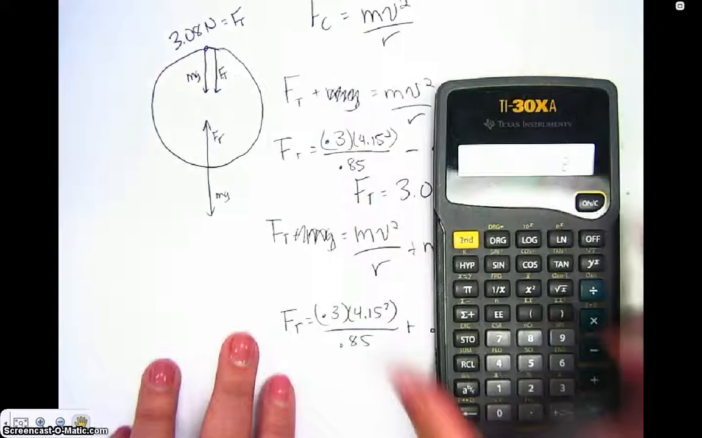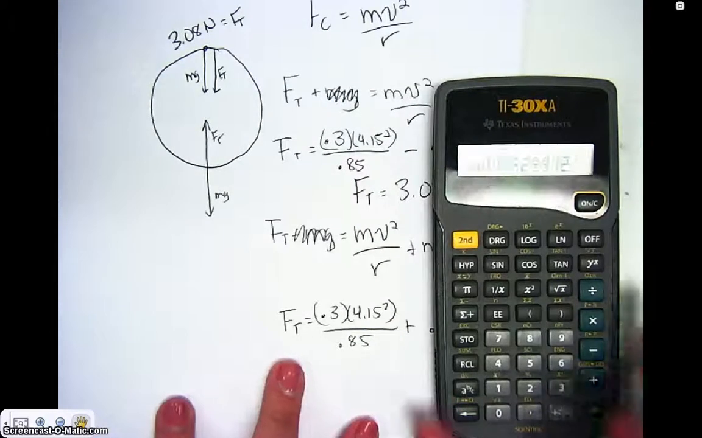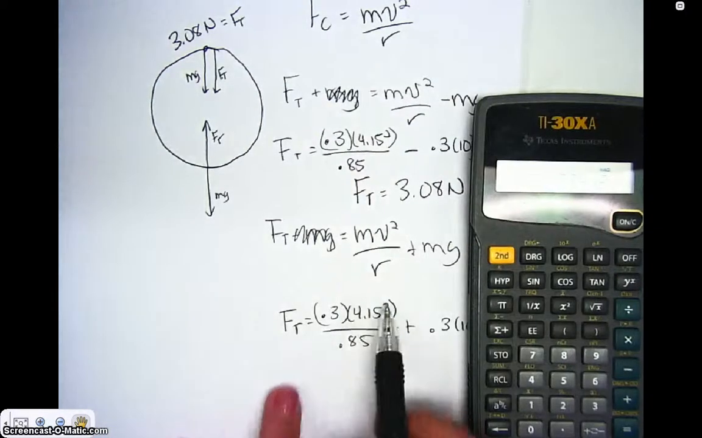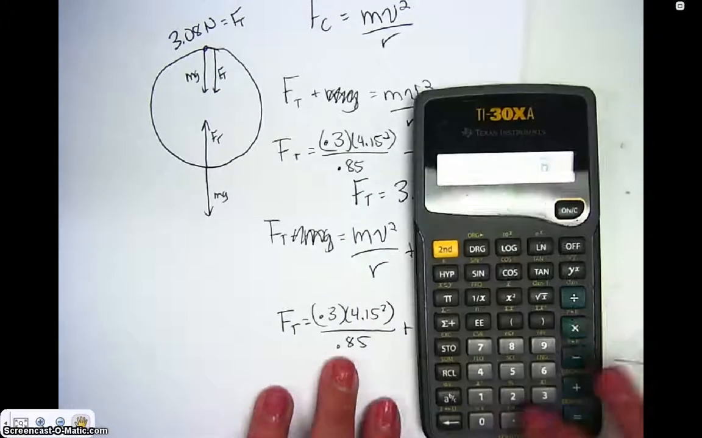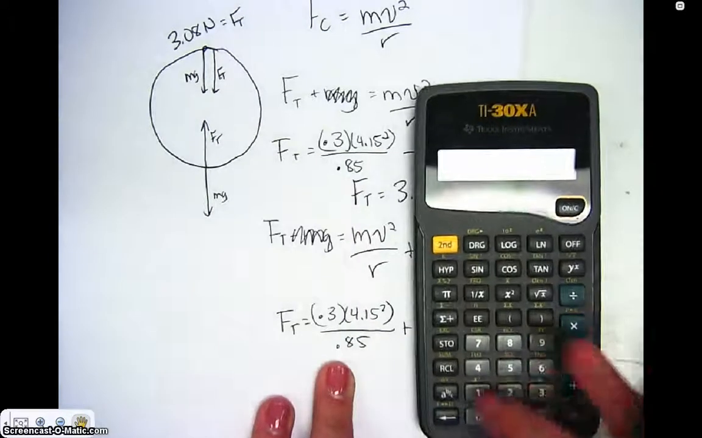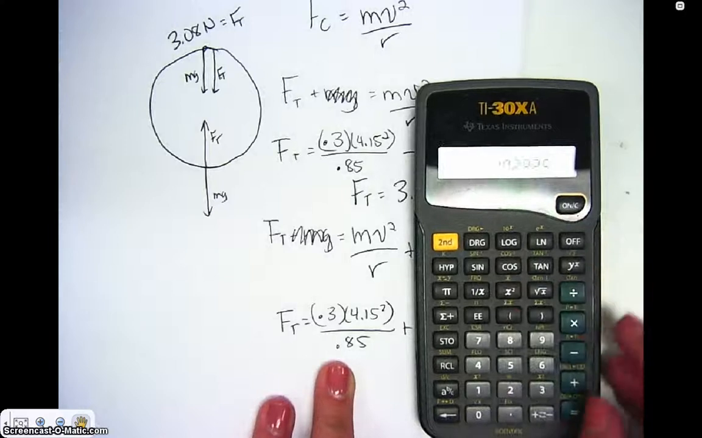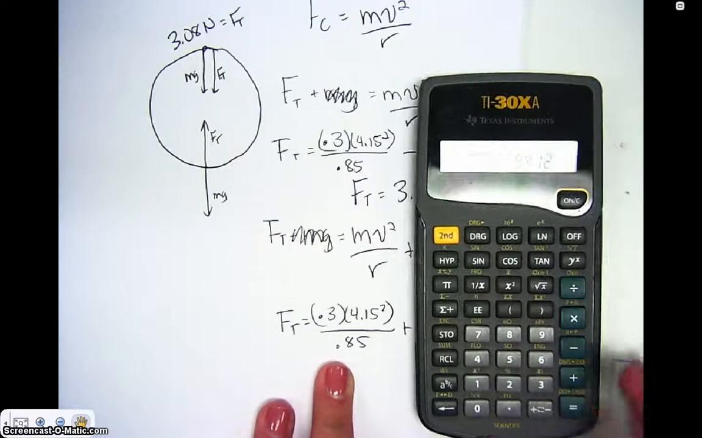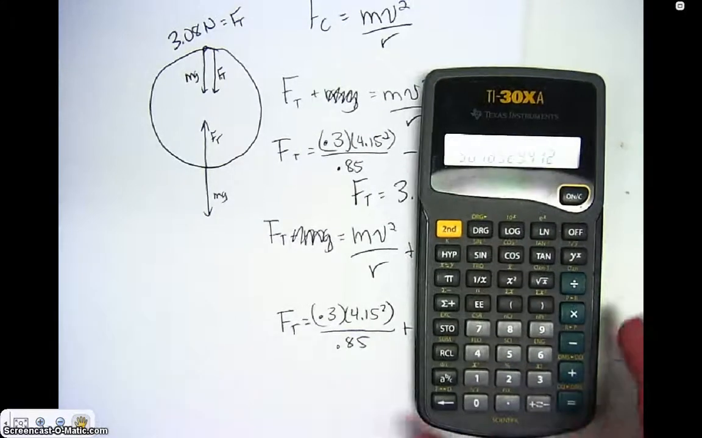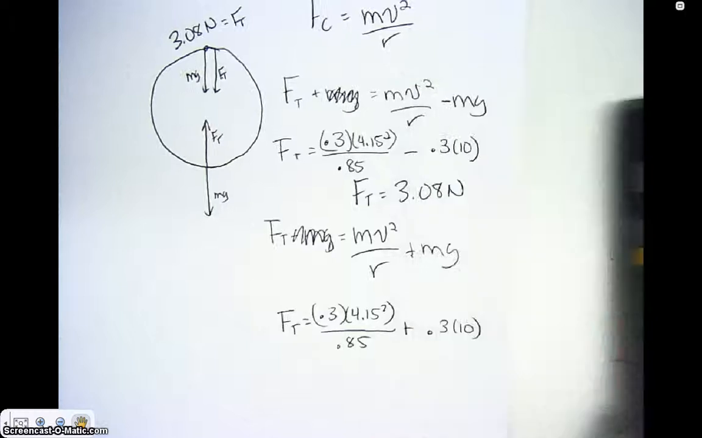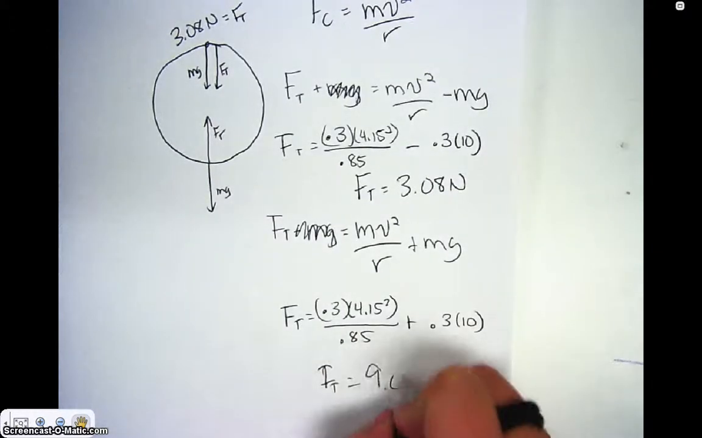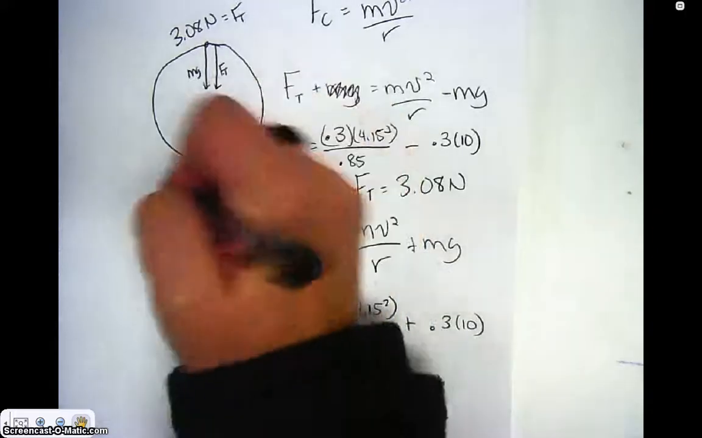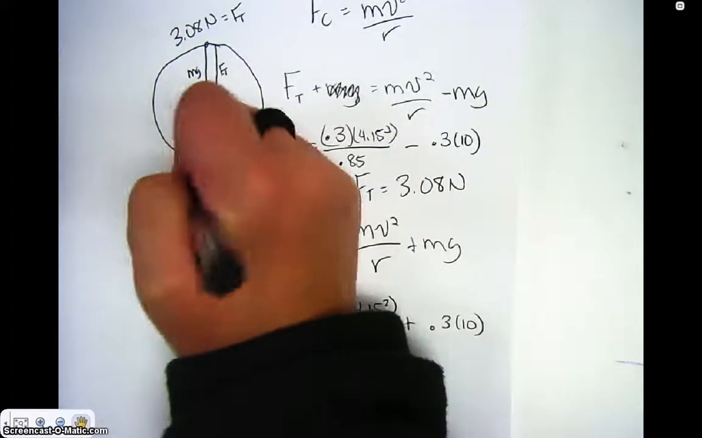Now down at the bottom, here I'm just going to add 3 back. Let me just do that again, just so we can see. Times 4.15 squared, and then divided by 0.85, and then we're going to add 3 to it. So at the bottom, it's actually 9.08. So the force tension at the bottom is 9.08 newtons. So down here, it's 9.08 newtons.